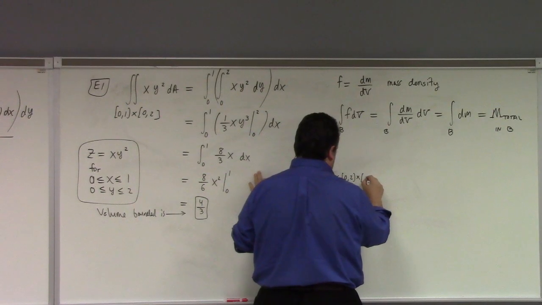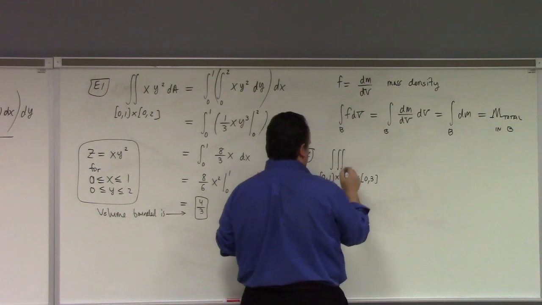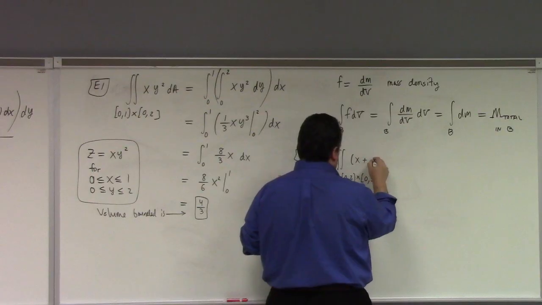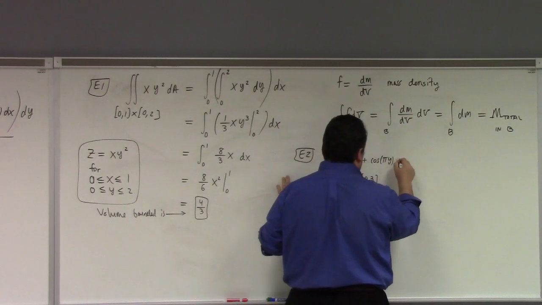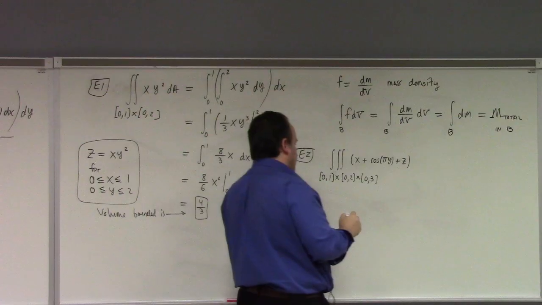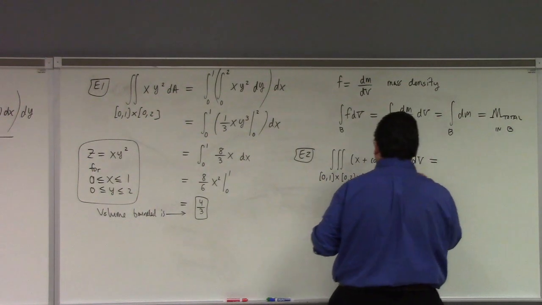We'll do a triple one this time. 0 to, let's go to 3 this time. And our function will be, let's say, x plus the cosine of pi y plus z. All right? And I'll write dV here to get us started.